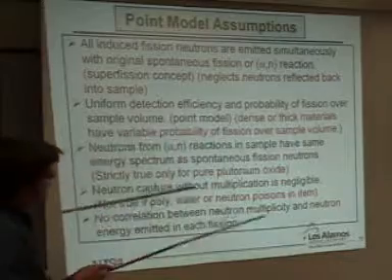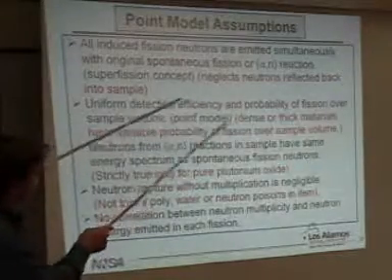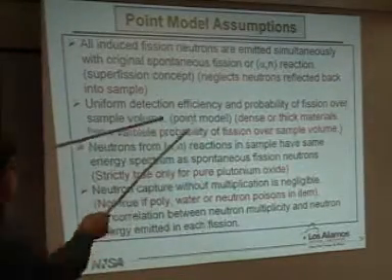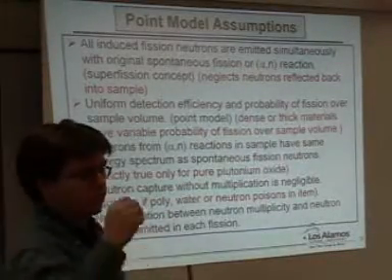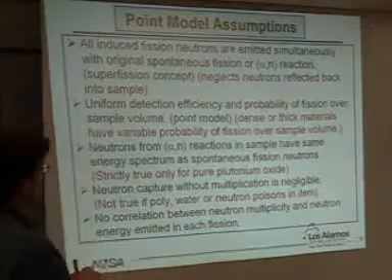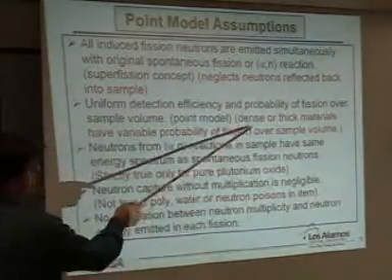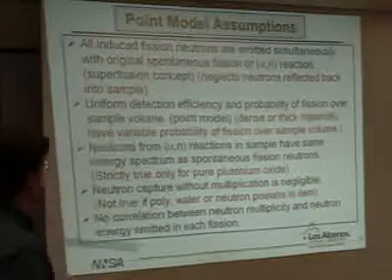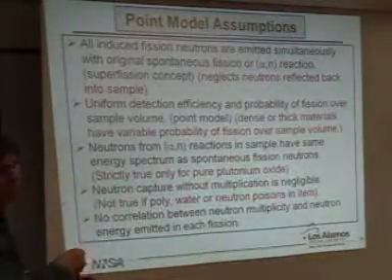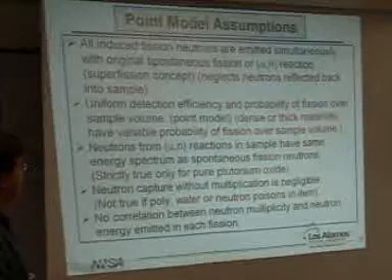We have an assumption of uniform detection efficiency and probability of fission over the sample volume, the point model. I showed you where that came in, because we're assuming the probability of inducing fission from a neutron inside the sample is constant throughout the sample. This has severe problems when you have dense or thick materials, because they have a variable probability of fission depending on where you are in the sample volume.